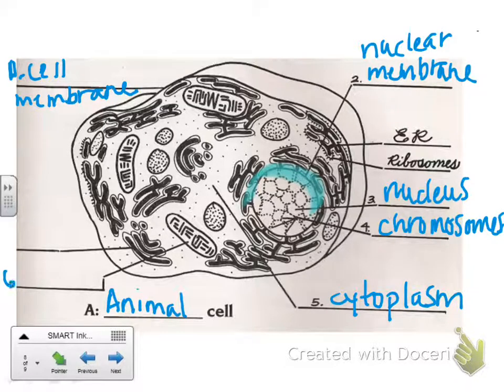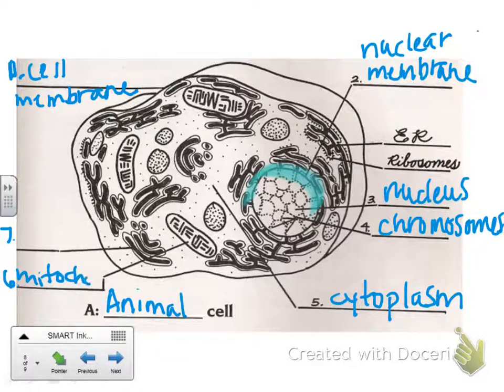All right, then we've got number 6 and number 7. Okay. All right, number 6. Number 6 is releasing the food. Number 6 is releasing the food to the cell. Kaylee, what would that be? Mitochondria. The mitochondria.